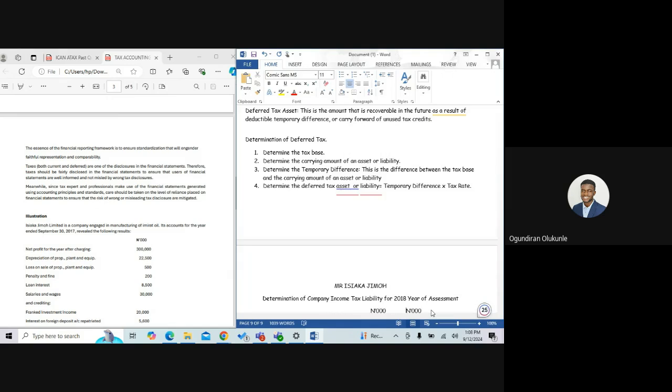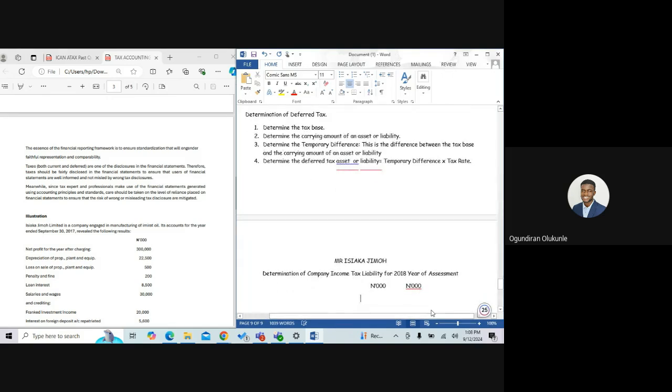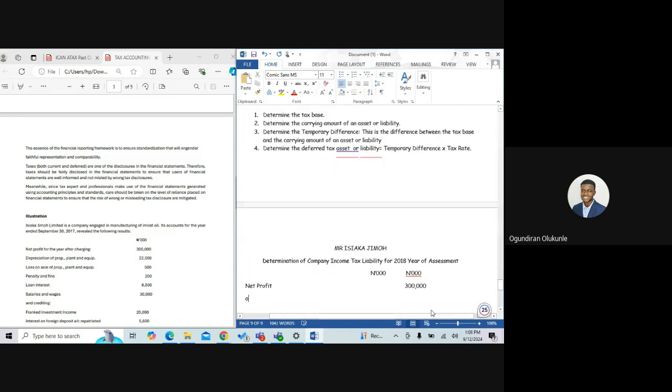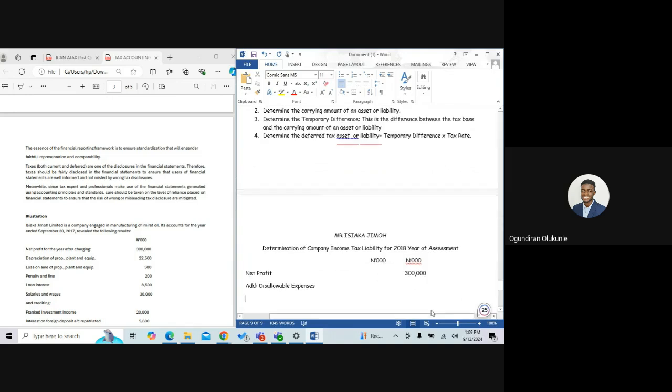So the next thing we need to do is what? We have to pick our net profit. Don't forget that. So what's the net profit? Net profit is how much? 300 million, right? Add the allowable expenses. So what are the allowable expenses?